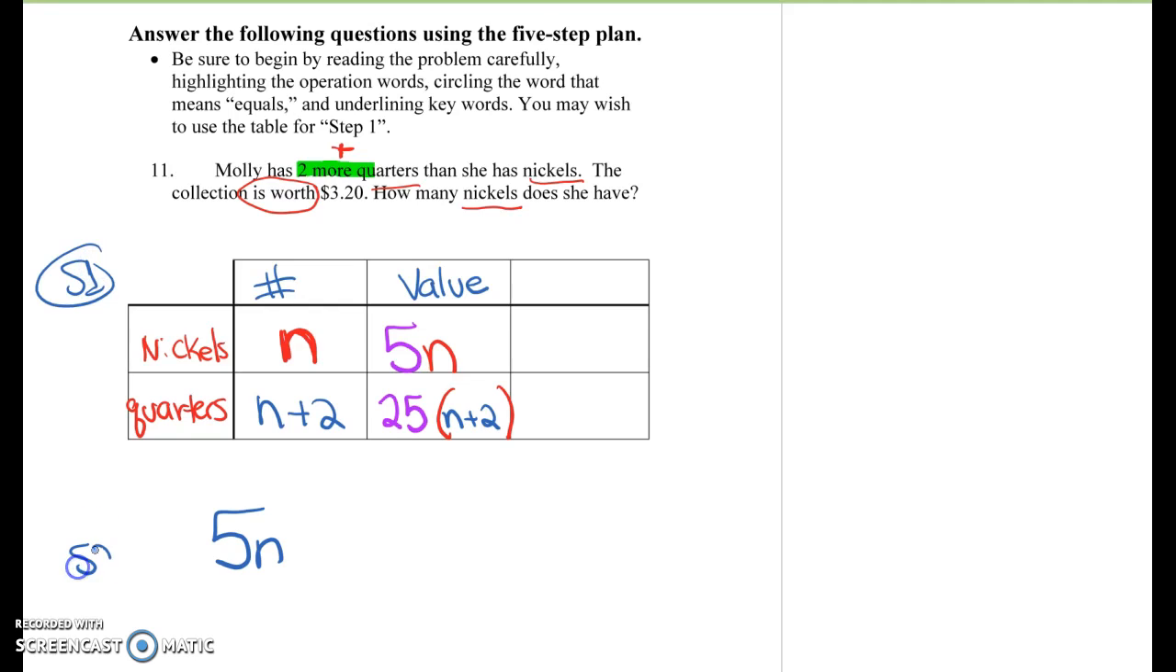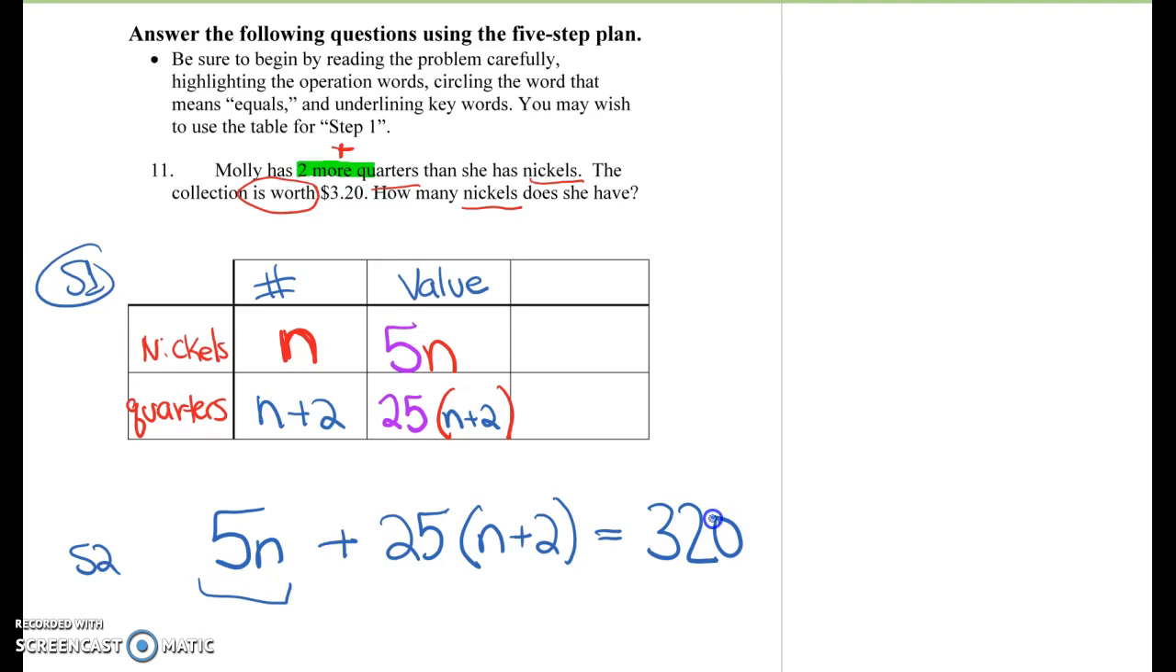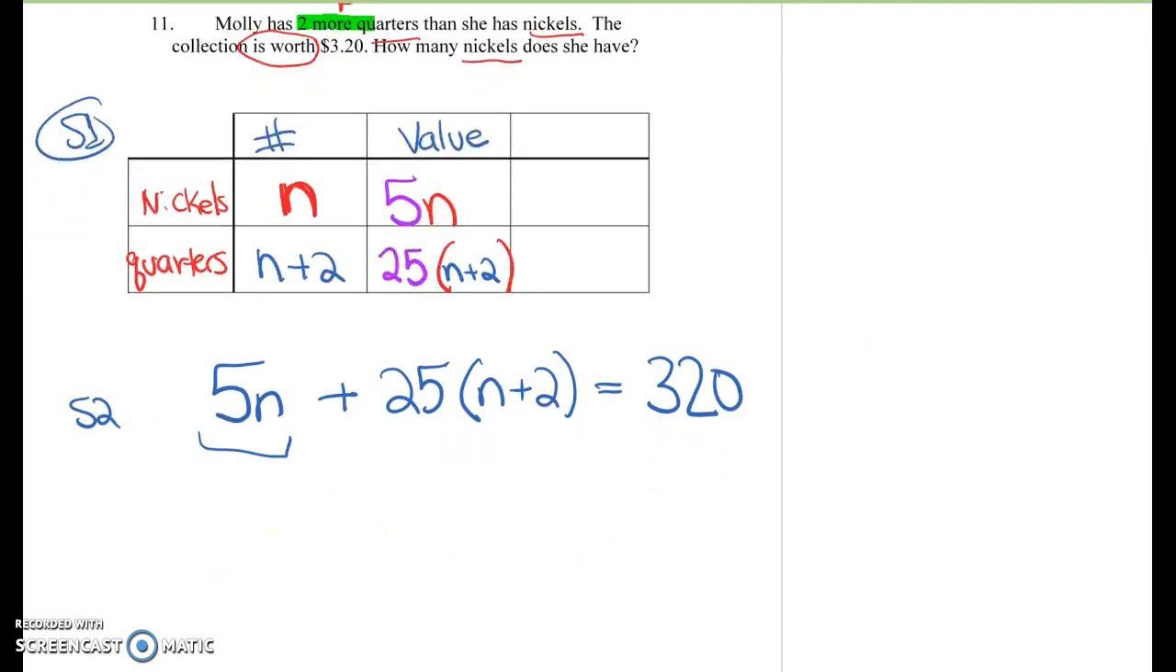This is step 2. The value of the nickels plus the value of the quarters is equal to how much money? 320. I don't like to deal with decimals. So now we're ready to move to page 18 of our INB, to look at what we should do next. And the answer is distribute our parentheses so we can get everything in their own terms. So let's keep going in blue.